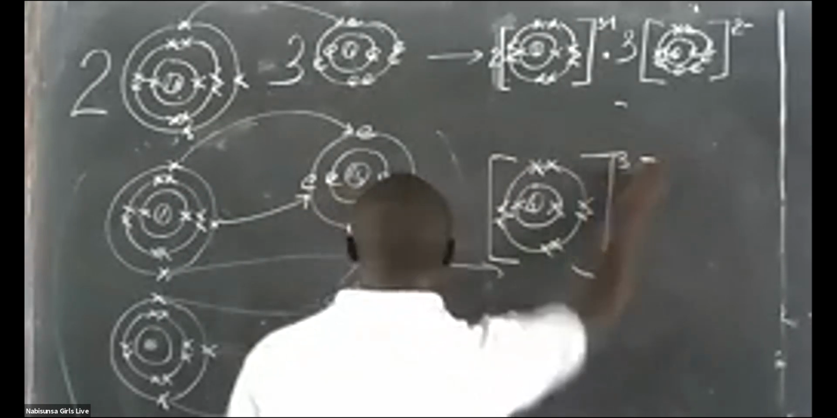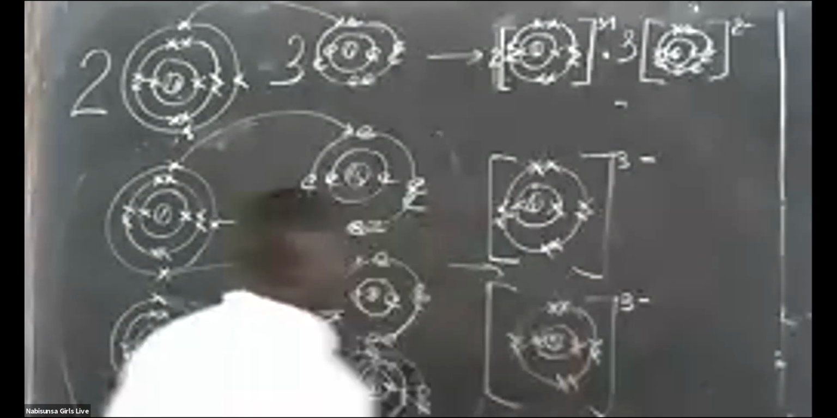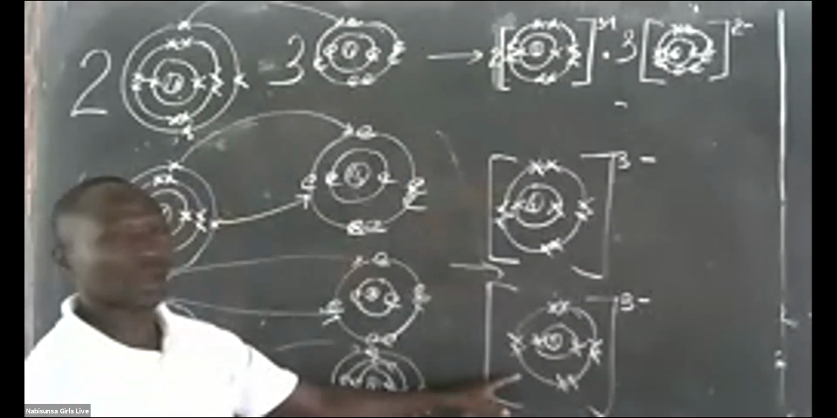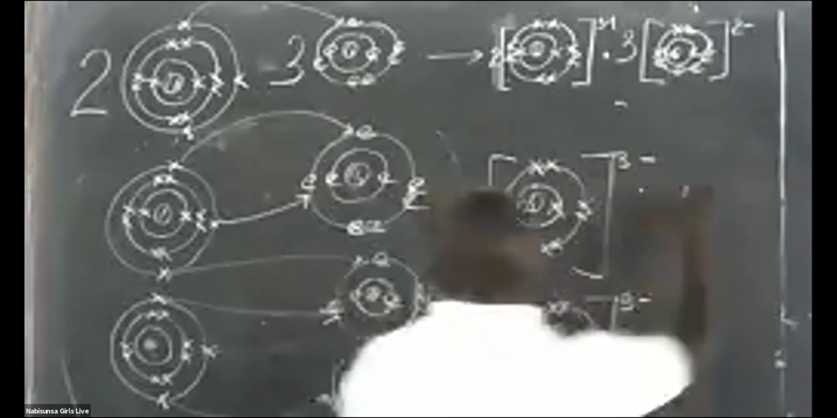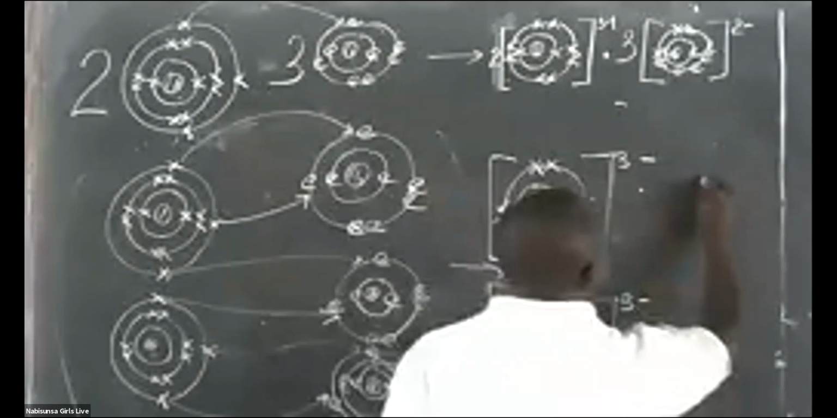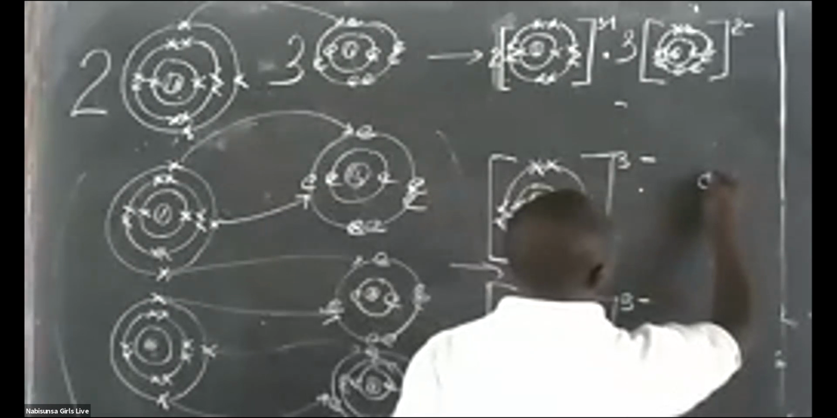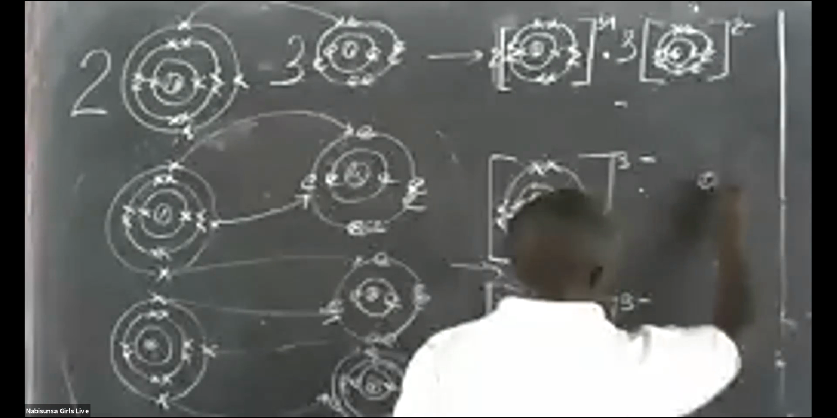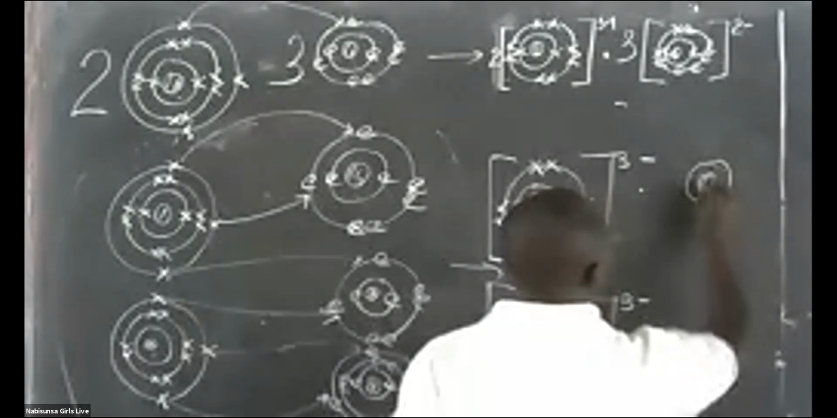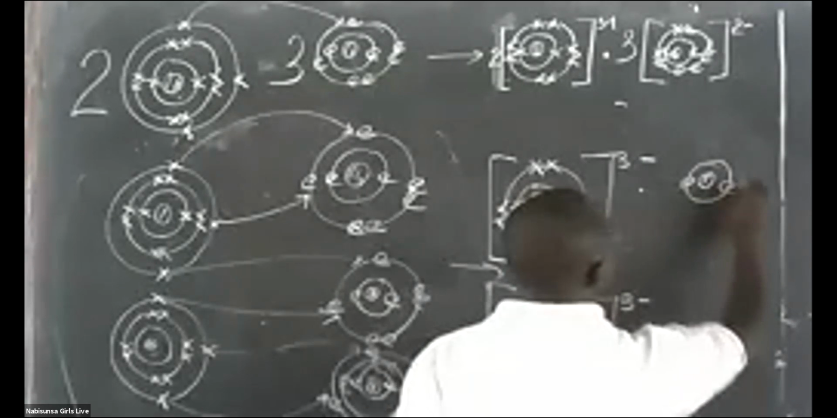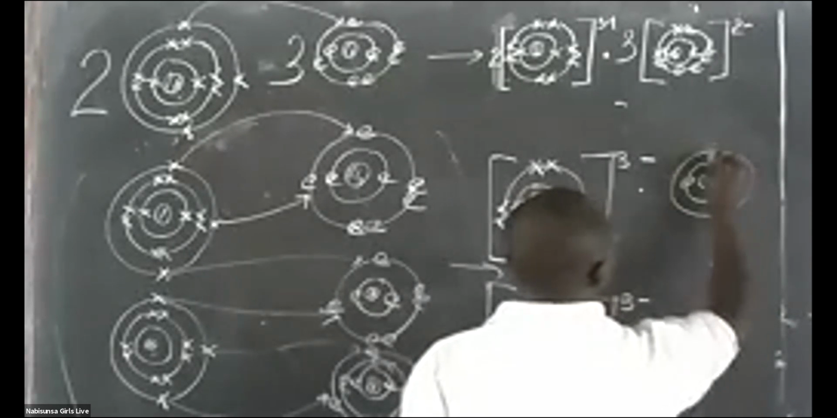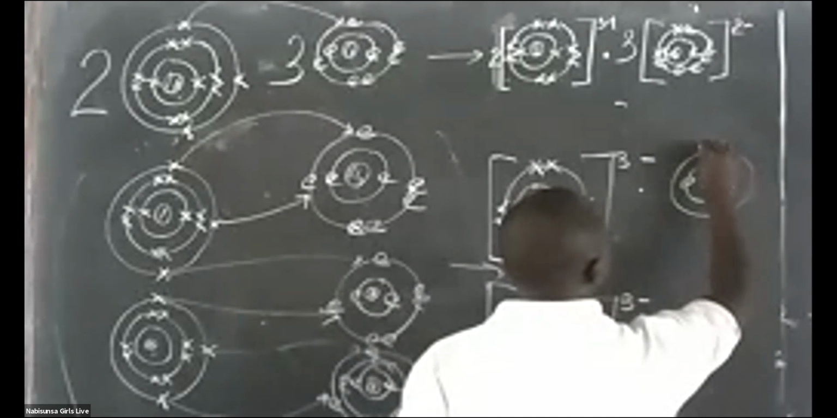Again, draw this one. You see, there are two of them, all of them bonded to 3 of these ones. So the nucleus, this is E, this is XE, and these ones.